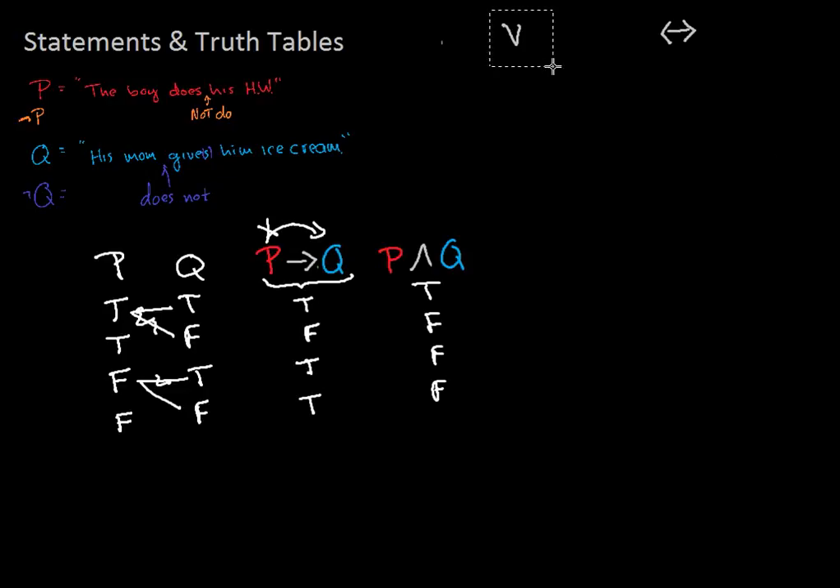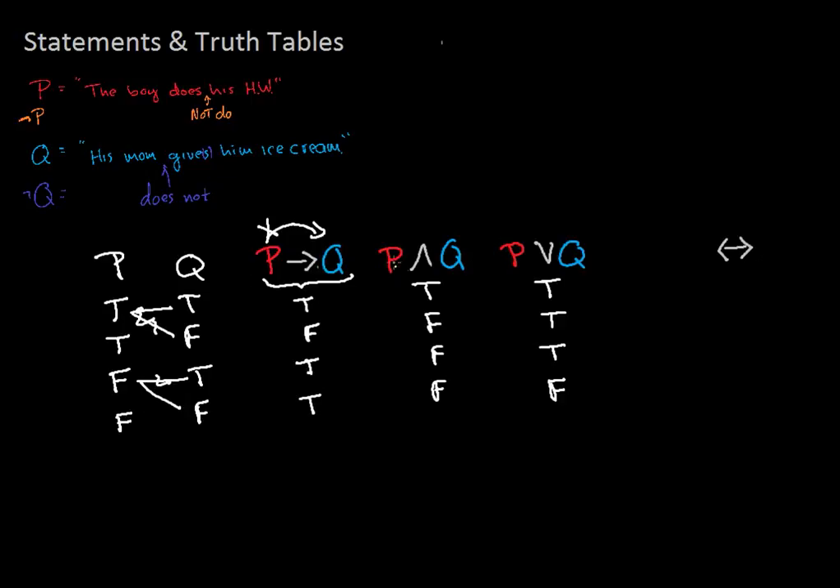Now, P or Q is a lot easier, and we'll get to that one later. But P or Q, only one of them has to be true for the statement to be true. So true or true, that's true. True or false, that's true. False or true, that's true. Now false or false is the only instance where this is false.